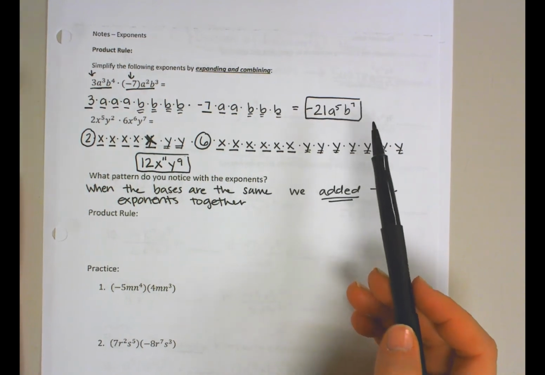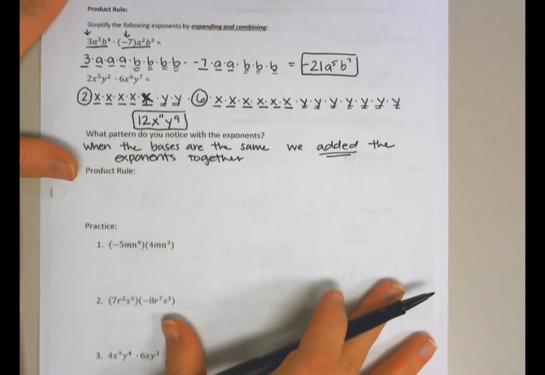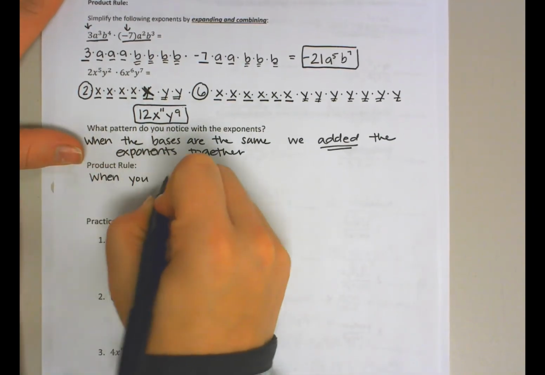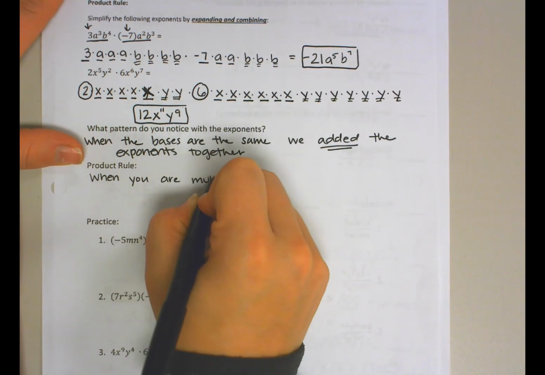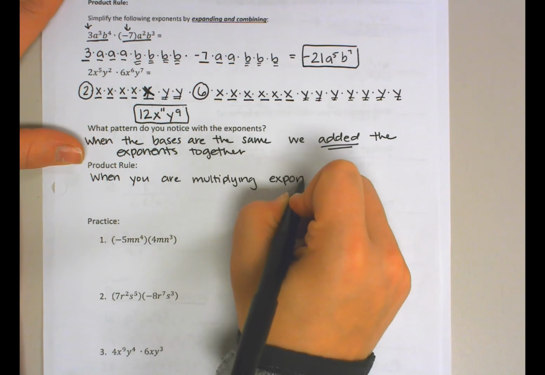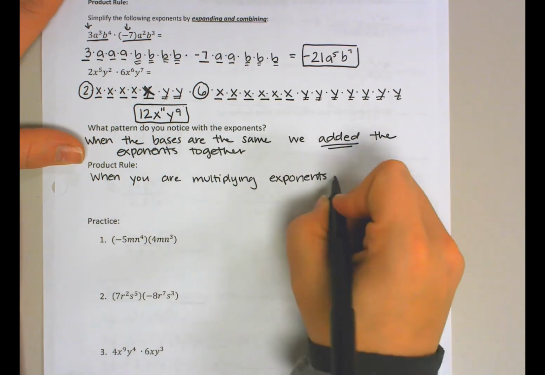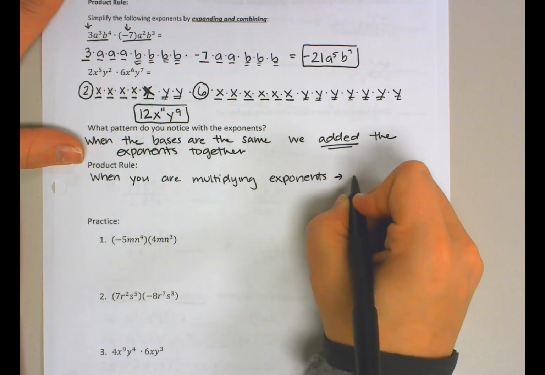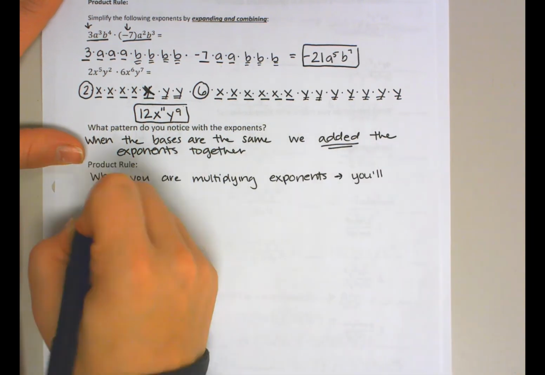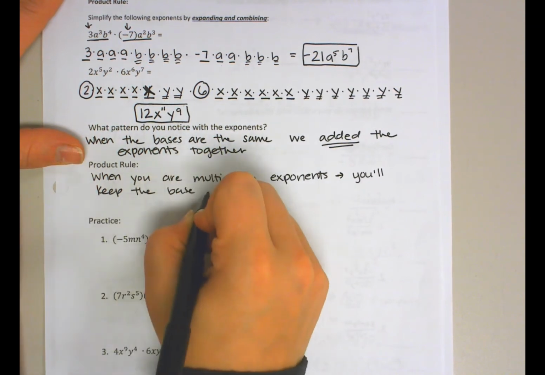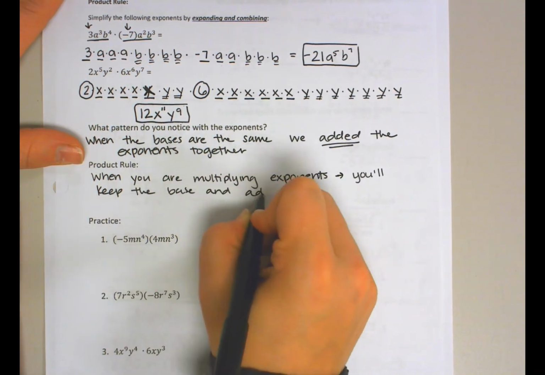So that leads us to the product rule. Our product rule says when you're multiplying exponents, you'll keep the base and add the exponents together.